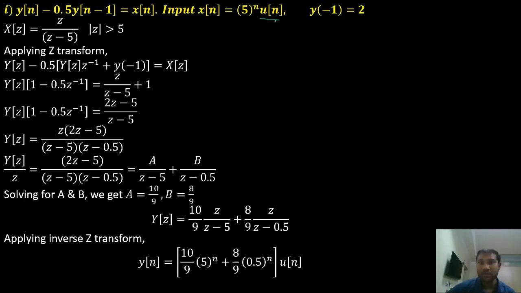Since the input is a causal signal, we are going to get the output also as a causal signal, right? That is how we find the solution to the given system.